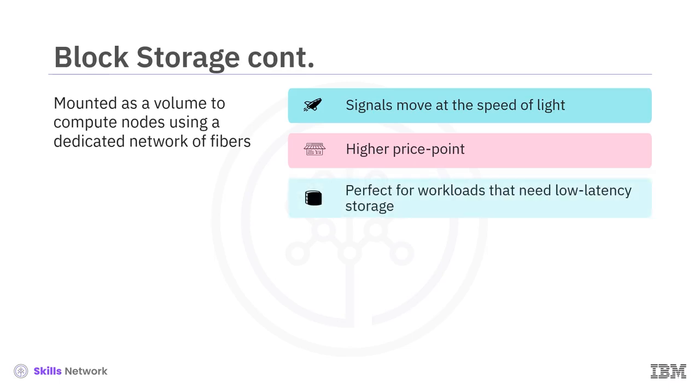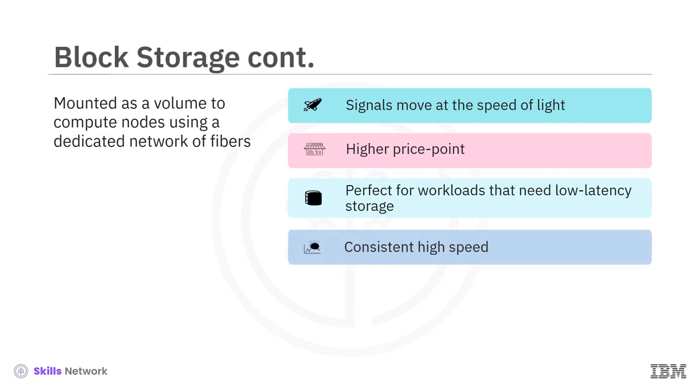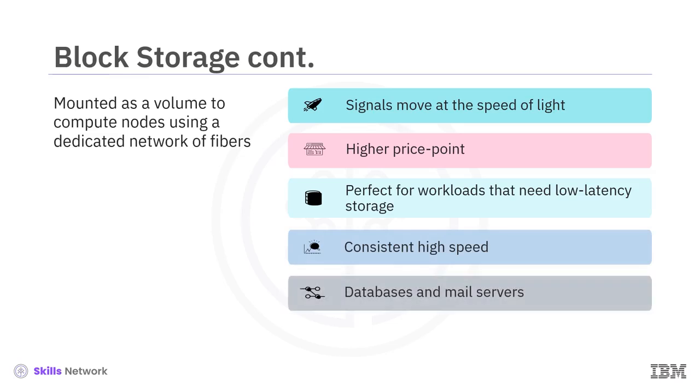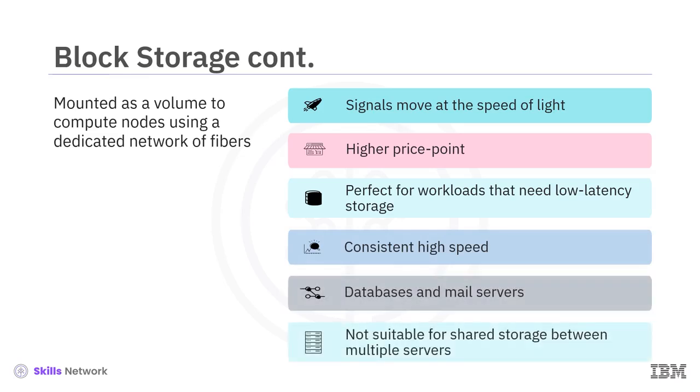However, since the traffic is moving faster and with speed consistency, they are perfect for workloads that need low latency storage to work effectively. In terms of workloads, it is important to note that unlike file storage, which can be mounted onto 80 compute nodes or more, block storage is normally mounted onto only one compute node at a time. Since these disks run at a consistent high speed, they are perfect for workloads that need consistently fast storage, such as databases and mail servers. Block storage is not suitable for workloads where there needs to be some level of disk sharing between compute nodes.